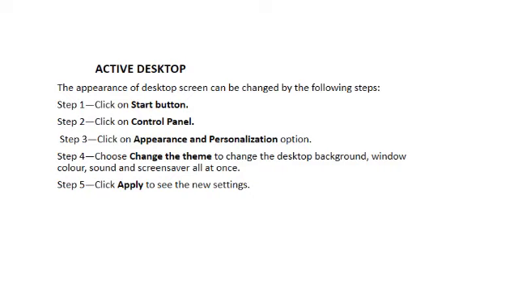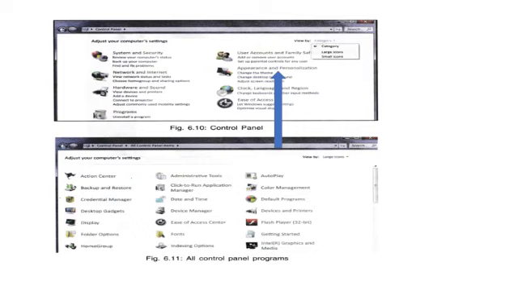You can change the view to large icons or small icons by clicking on View by option on the upper right corner of the window. Large icons and small icons will display the list of all the items in Control Panel. Next step is click on Appearance and Personalization option. Next step is choose Change the theme to change the desktop background, window color, sound and screensaver all at once. And the last step is click Apply to see the new things. Here is the image for the different steps of Control Panel.